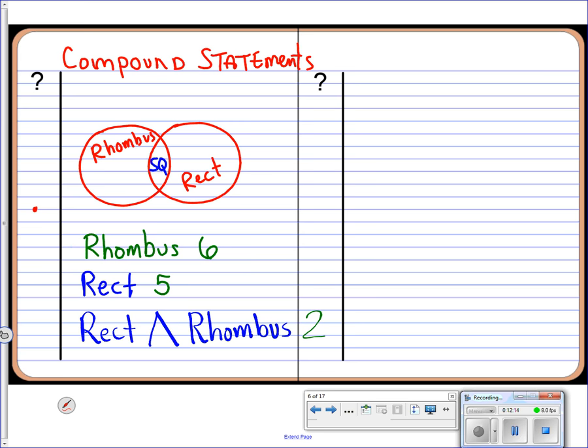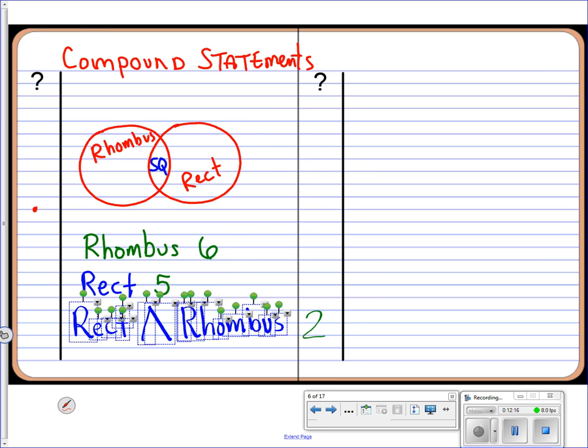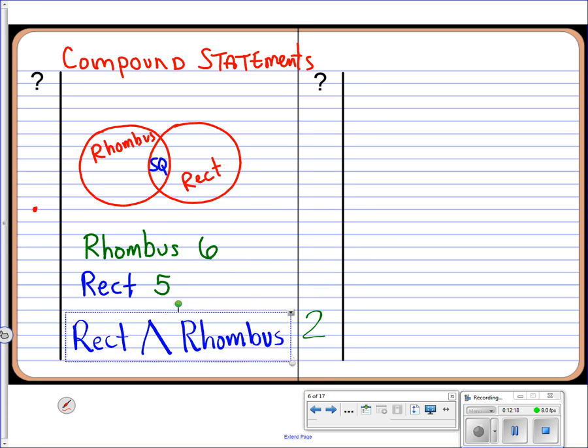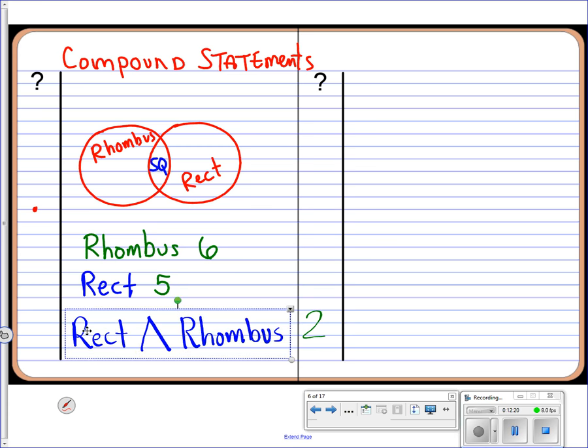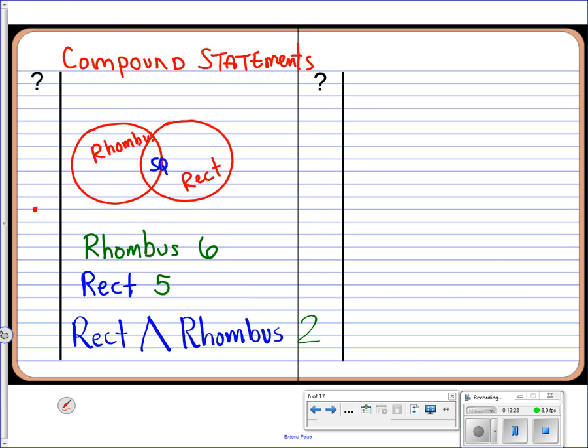Now let's look at compound statements. This is a compound statement here with an "and" symbol in between it. Okay? But I'm going to use Venn diagrams in this to help us with it. Now, we know that in the middle of a rhombus and a rectangle, these are two different kinds of shapes, that a square is a rhombus and a rectangle by definition. So this is both a rhombus and a rectangle.